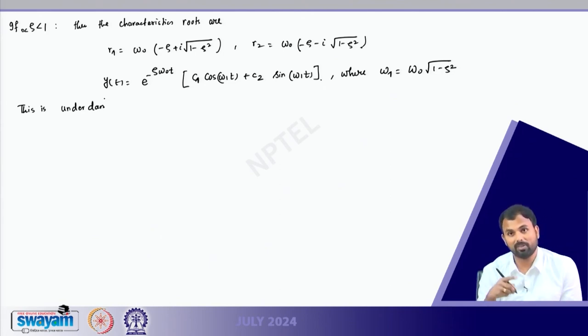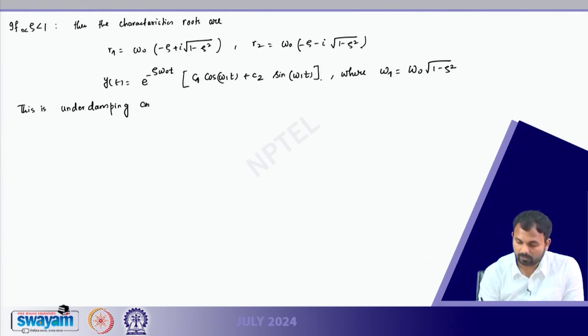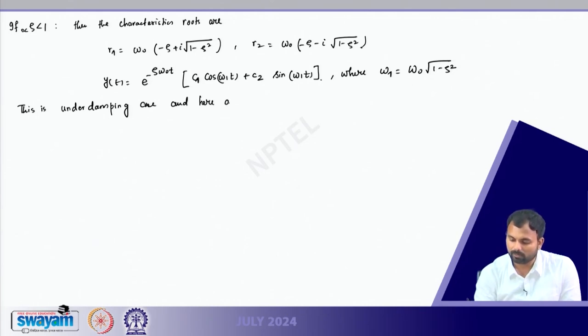There is undamped, which we covered in the previous class, and this is under damping. They are two different things. In the under damping case, y(t) still tends to 0 as t tends to infinity.